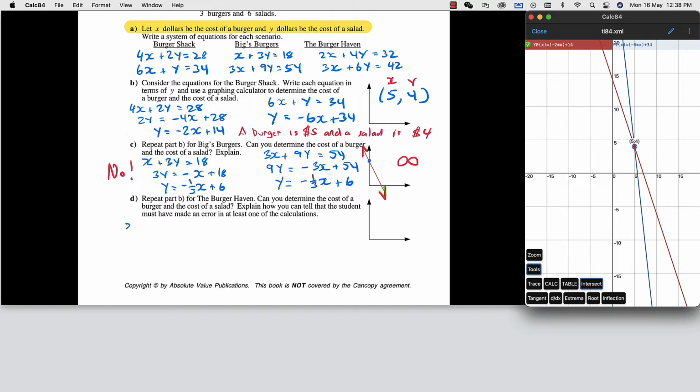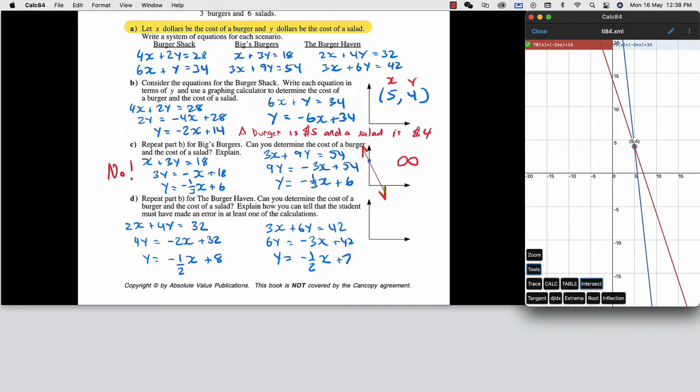So I've got 2x plus 4y equals 32. I'll move the 2x over, so I got 4y equals negative 2x plus 32. Divide everything by 4, and I got y equals negative 1/2 x plus 8. And the second equation is 3x plus 6y equals 42. 6y equals negative 3x plus 42. Divide everything by 6, and I get y equals negative 1/2 x plus 7.